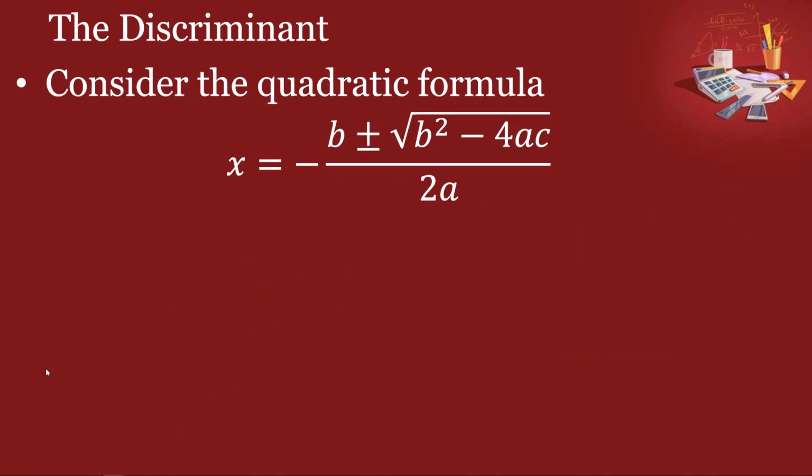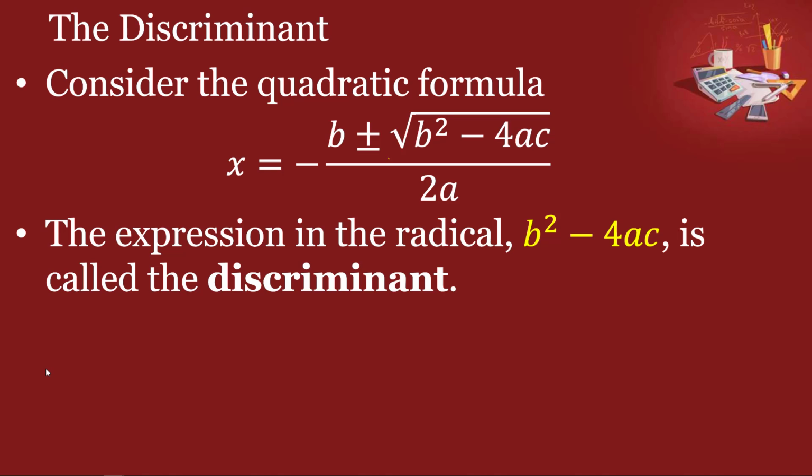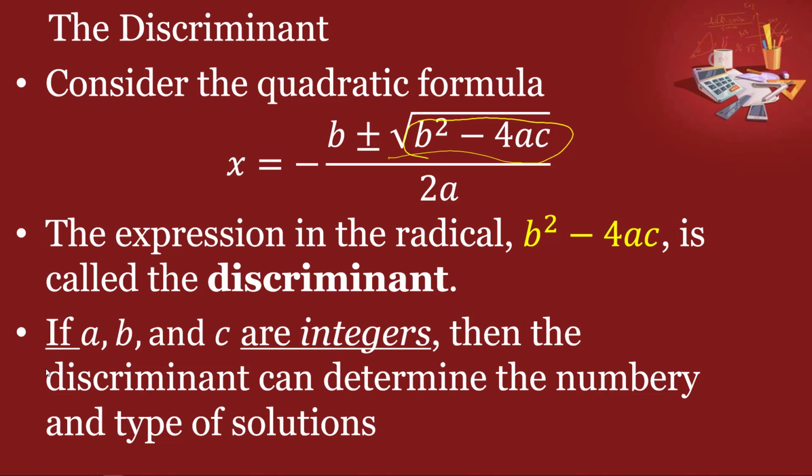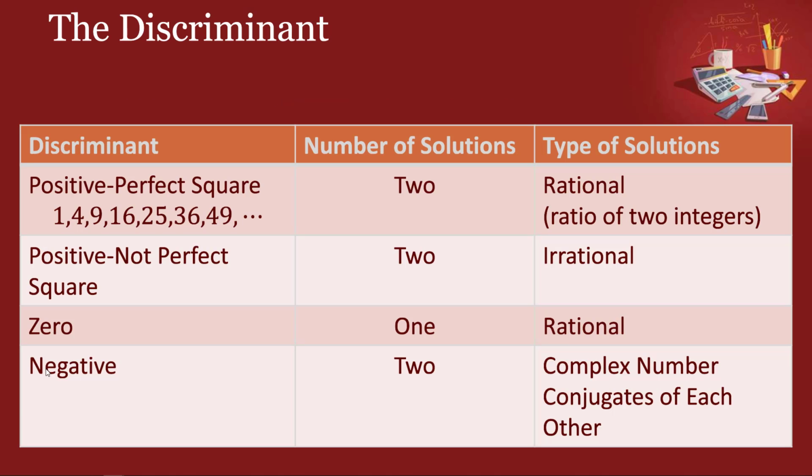Now the last thing that we want to talk about is the discriminant. Now here is the quadratic formula. This right here is what we call the discriminant. And the discriminant is useful for determining the number and the type of solutions. For example, if your discriminant ends up being a perfect square, 1, 4, 9, 16, 25, whatever, then you're going to have two solutions and they will be rational.